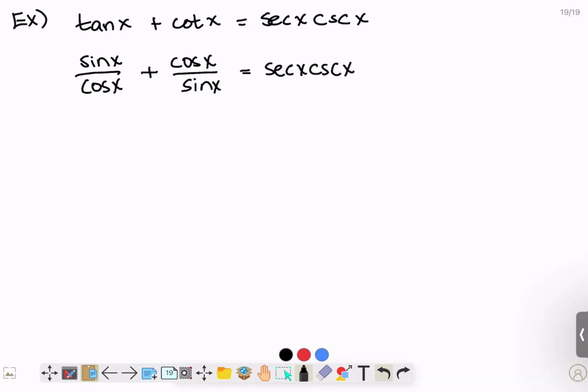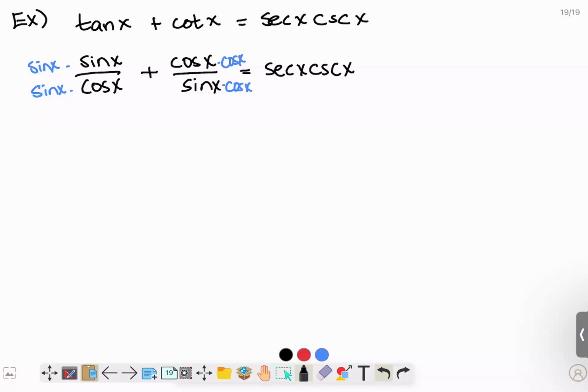Okay, now I want to add these two fractions together, so I have to get the denominators to be the same. And the common denominator is just going to be the product of these two. So sine times cosine is the common denominator. So I'm just going to multiply each fraction by what it's missing. In my first fraction, the denominator is cosine, so it's missing sine. So I'm multiplying the top and the bottom. Got to do both by sine. In the second fraction, the denominator is already sine. What it's missing is the cosine. So if I multiply this top and bottom by cosine, now my denominators are matched.